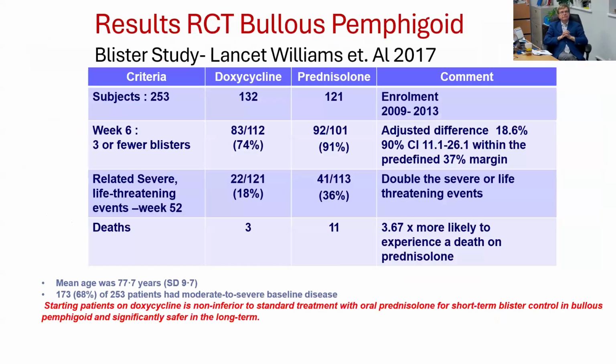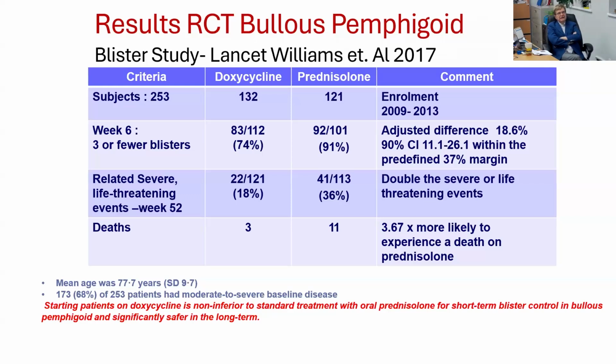Next slide. Here is, and if you want to take a picture of this, this is an important slide. This is the blister study, and if you Google blister study and Lancet, this will come up. It took these people from 2009 to 2013 and 50 centers across Europe to do this study, and to enroll 253 patients, 132 took doxycycline and 121 took prednisolone. And look at week 6.